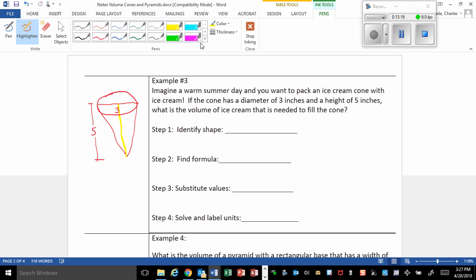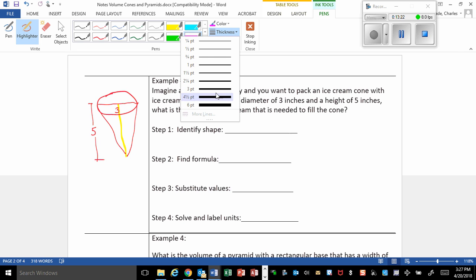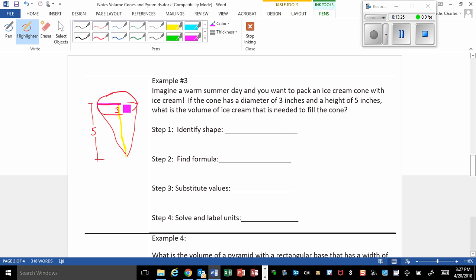Same thing. And remember, they gave us diameter, but what do we need for the formula? Radius, right? Radius, we only need that. So if the whole thing is 3, let's use blue, what is each one? 1.5, 1.5, right? But we don't need the other one, we just need one of them. So, obviously, it is a cone.